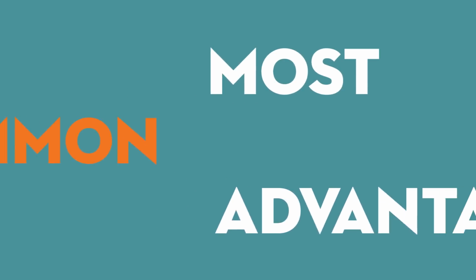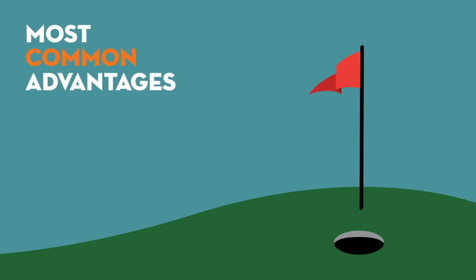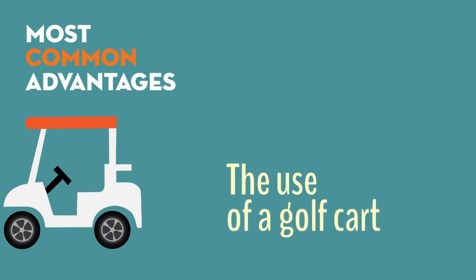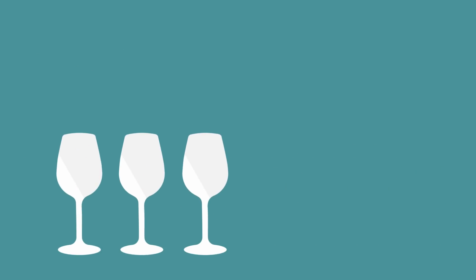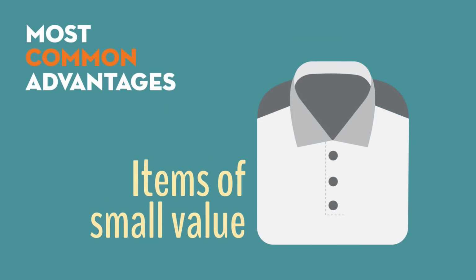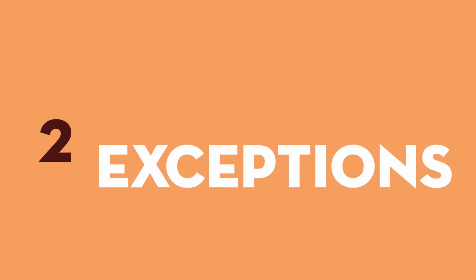At a golf tournament, the most common advantages that participants receive are a round of golf, the use of a golf cart, a dinner in the clubhouse, open bar refreshments, items of small value such as golf shirts or hats, and door prizes. But there are 2 exceptions.